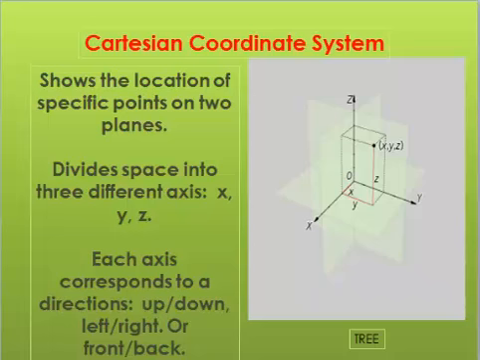It divides the space into 3 different axes: an x-axis, a y-axis, and a z-axis. And that z is the new one that we're talking about. That represents up and down. We've talked about the coordinate systems that deal with left and right, front and back, but now we're adding that up and down.